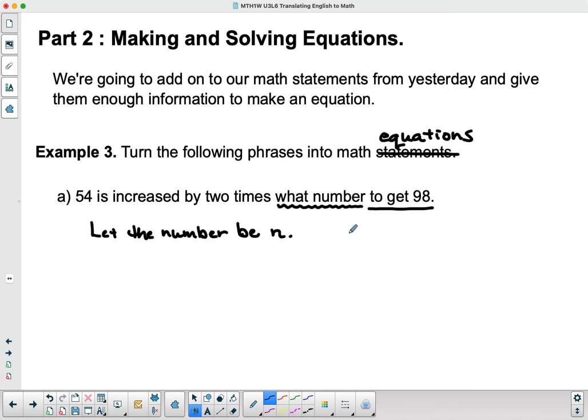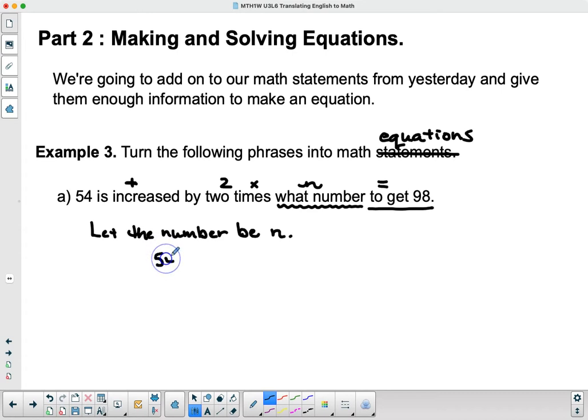Then we have to take a look and see if we know what each of these words translates into in math. So 54 is increased. Is increased is plus. And by 2 times a number, we've got 2 times. So I need 2 times what number is n. To get means equals, and then 98. So we've almost got the entire math sentence up there already.